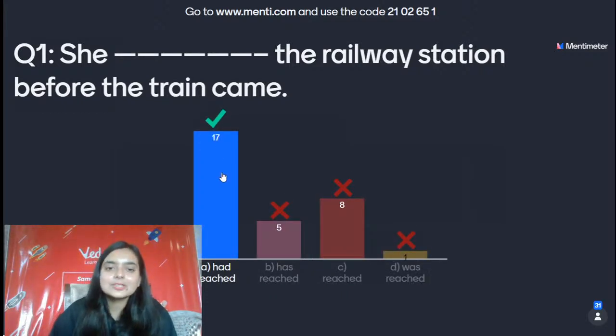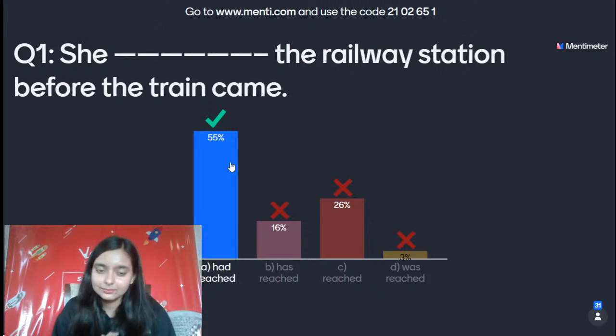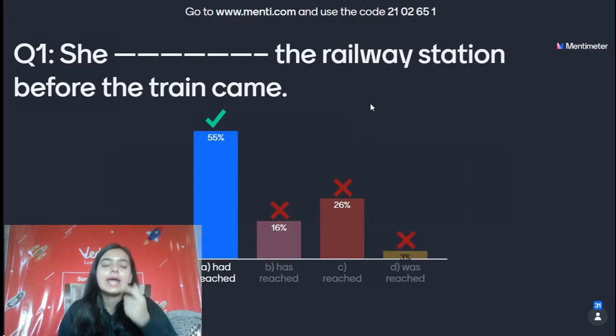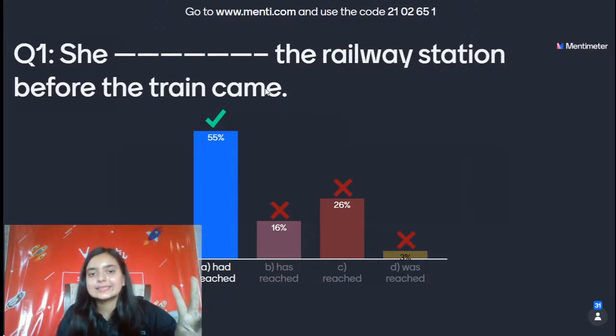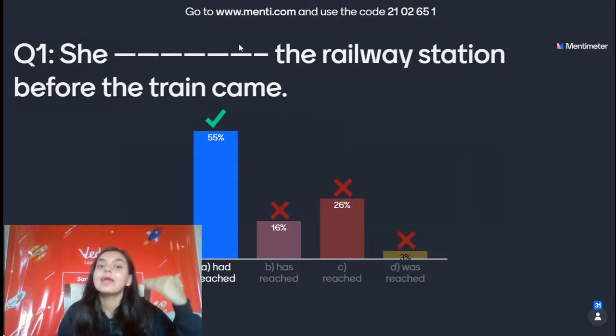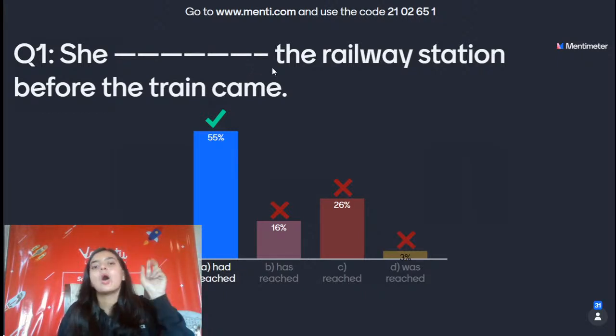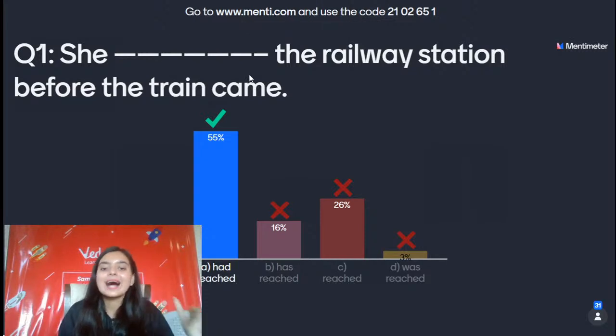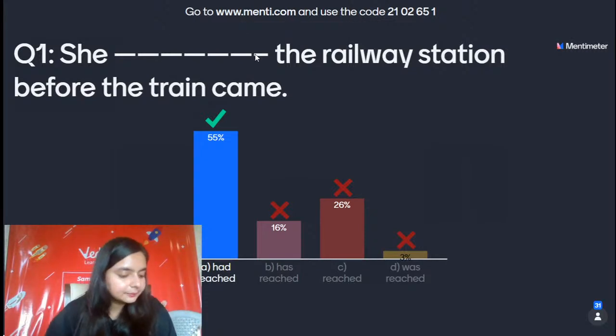Okay, good job. Most of you have done it correctly. Had reached is absolutely correct. She had reached the railway station before the train came. So let me explain, guys. See, here it is in the past, right? So two actions taking place. One happened in the past. The other had happened in the remote past. Okay, so when you talk about two actions, one would be in the past perfect. Am I clear? Oh yeah, Arya is saying oh yeah. Is this clear, guys? Please be careful.